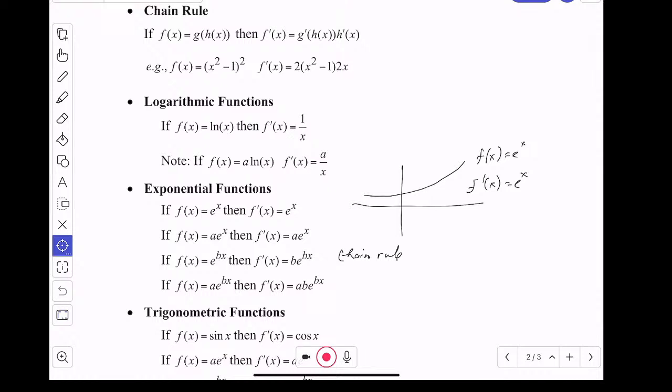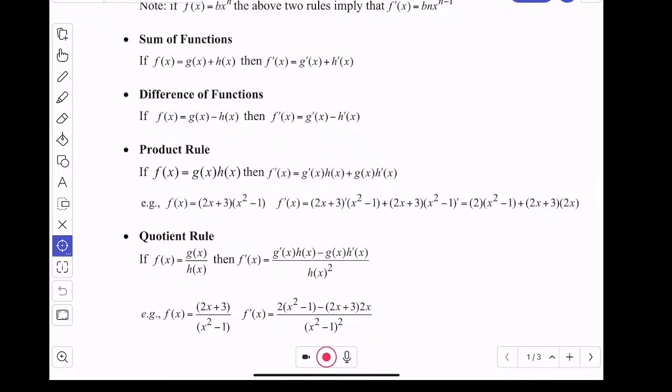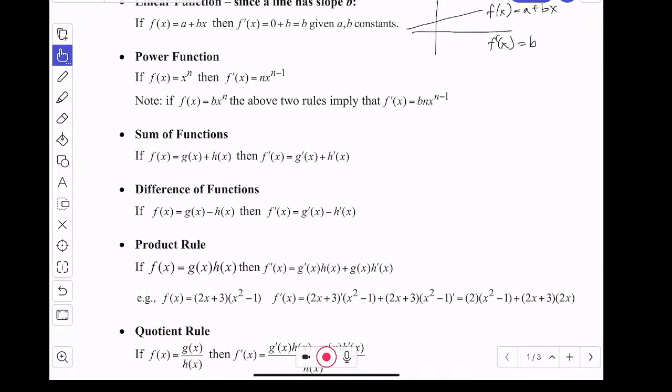So that's the example. The last one I'm going to show you right now that you really need is the power function. If you have a function that is not exponential, but it's a power function, like x to the something, rather than e to the x, it's x to the power of a constant, then the rule is this: it loses 1 degree of power.